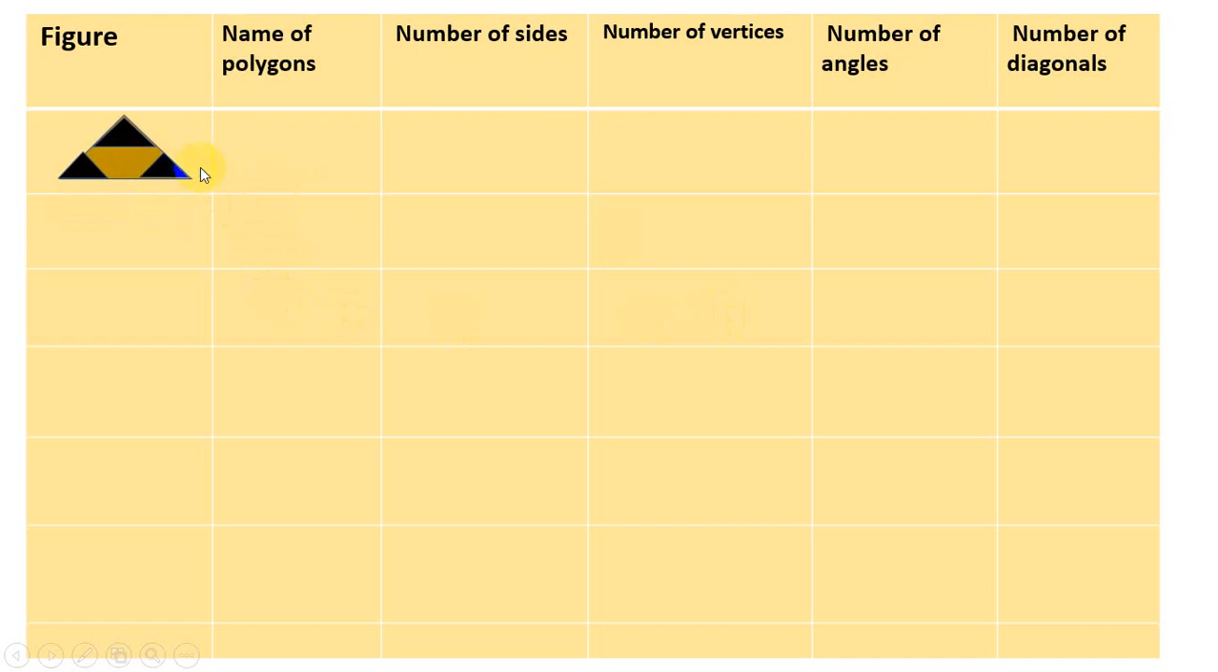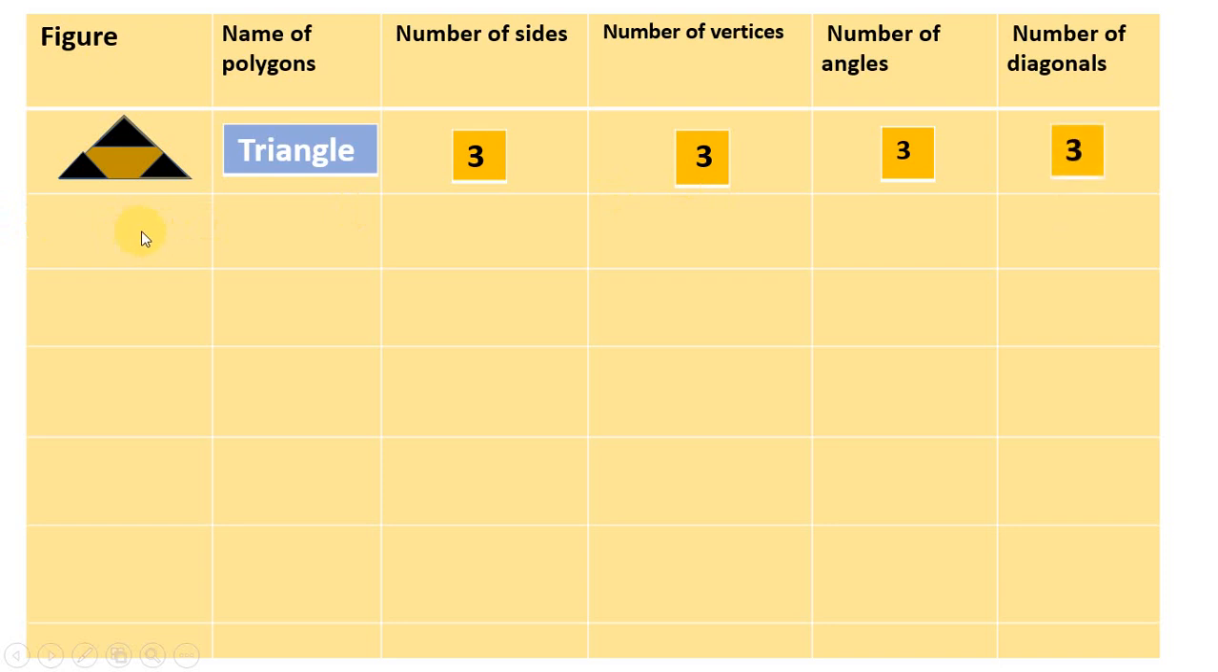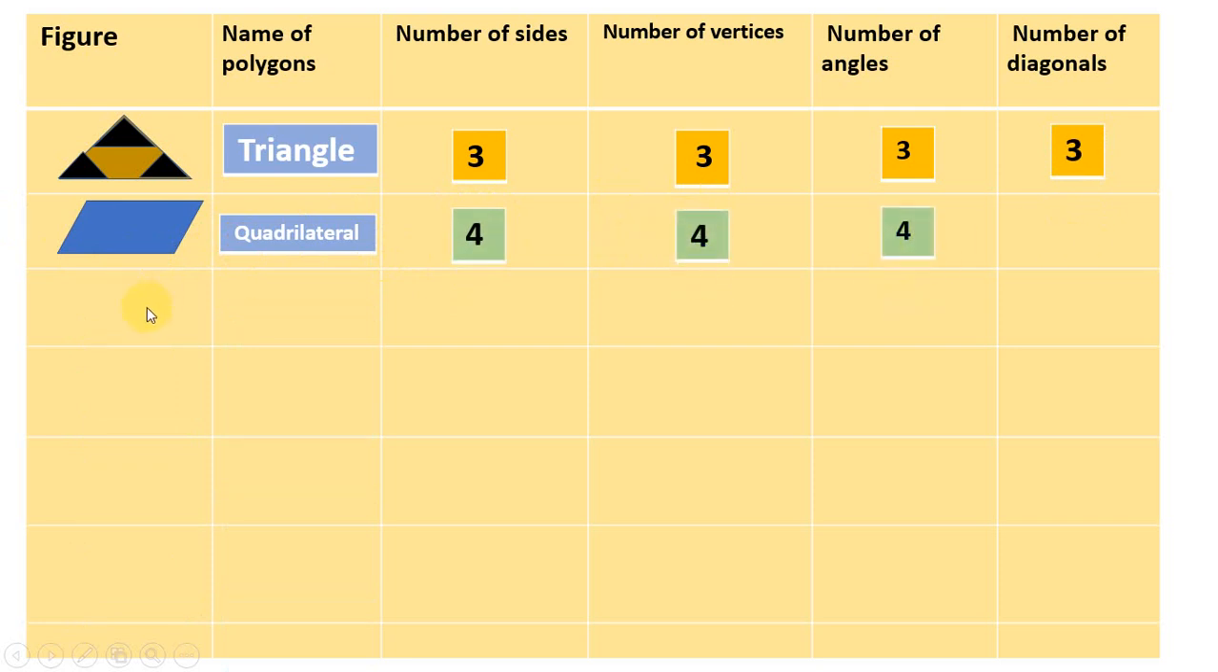We have a triangle. How many sides? The name first is triangle. The number of sides, 3. Number of vertices, 3. Number of angles, 3. 3 angles, 3 sides, 3 vertices. Yes. And 3 diagonals? Let's see here. What is the name? It's a quadrilateral. Yes, quadrilateral: 4 sides, 4 vertices, 4 angles. Yes, and we stop here and we complete this part in the class, inshallah.